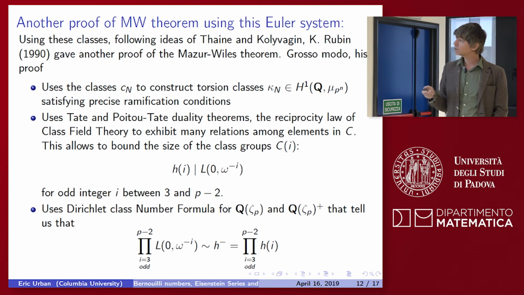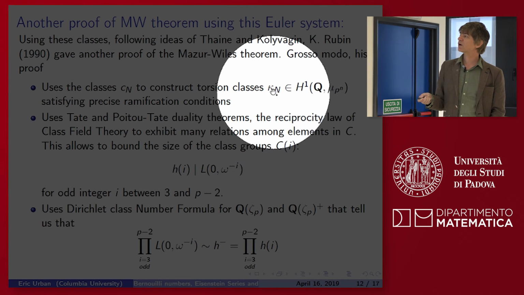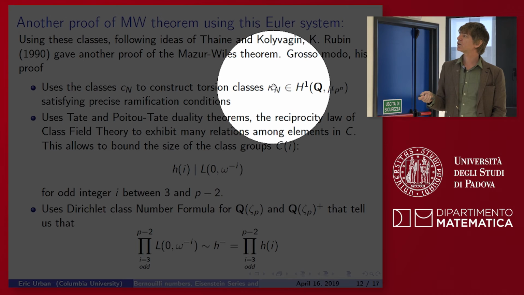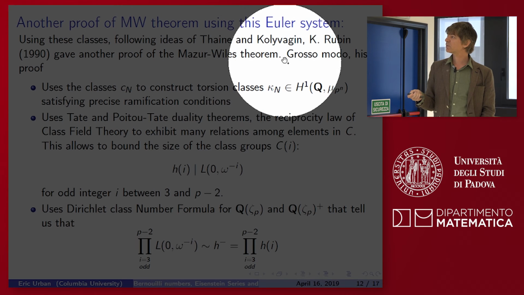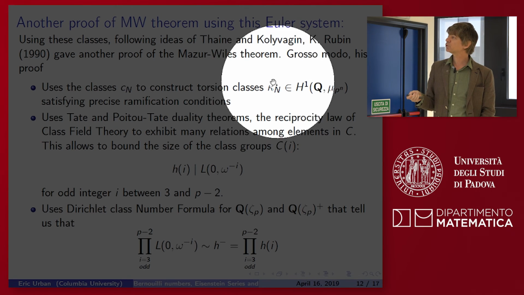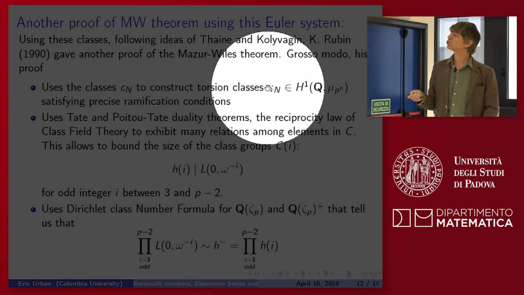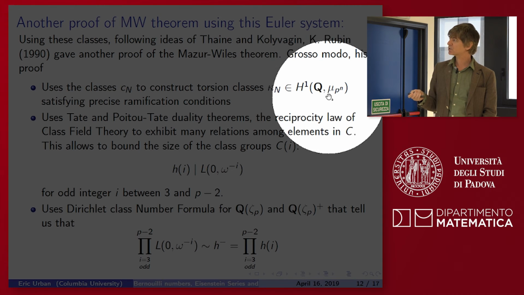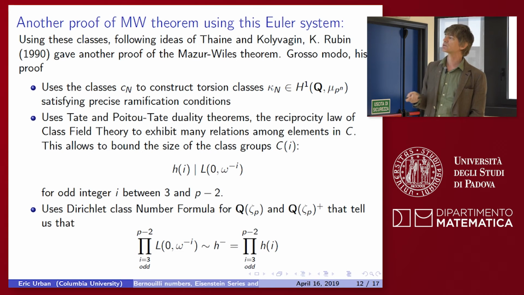But if you use those classes, you can actually descend to Q, but at the price of having a class which is torsion, which is called kappa n. This class kappa n is obtained by what we call the Kolyvagin derivatives. So you have to apply some elements of the Galois group of Q of theta n over Q to the class Cn, and then use the norm relation to show that modulo p to the n for some integer n, you get a class that descends to Q. And moreover, it satisfies precise ramification conditions.